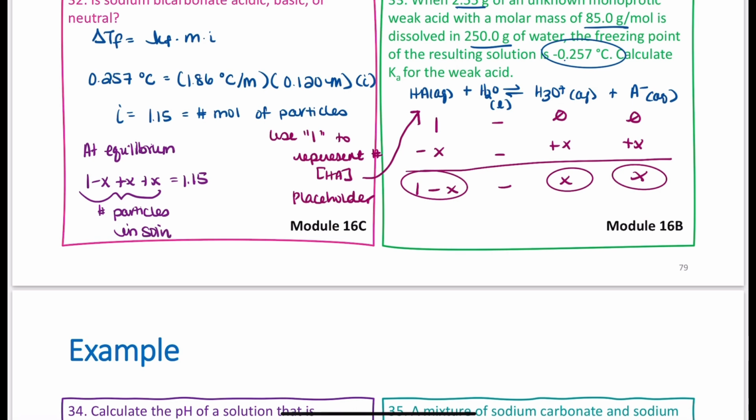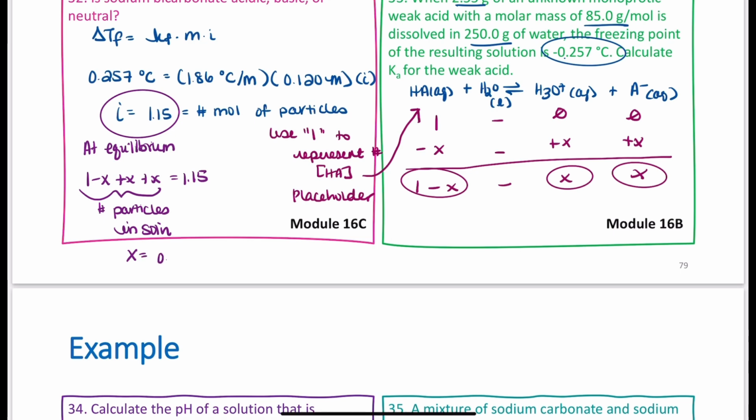We have some HA, and some of it split up to form H3O plus and A minus. How much? X. I don't know how much yet, but X did. But I also know from the freezing point that this is how many particles I actually have in solution. So I'm going to solve that out. 1 minus x plus x plus x is 1.15. So x is equal to 0.151. And x is the fraction of HA that actually dissociates.